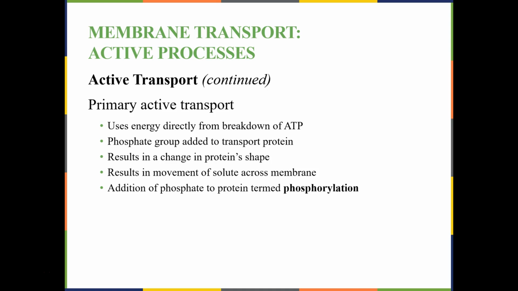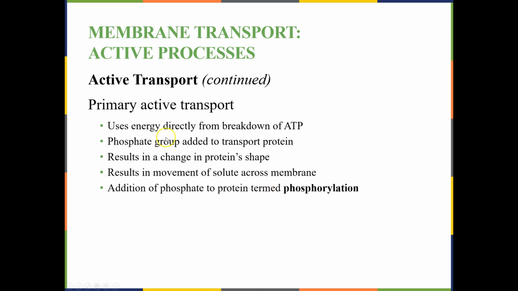Primary active transport uses the energy of ATP. ATP is the energy currency that all of our cells can use, to move molecules either against their concentration gradient or to move very large molecules into or out of the cell.